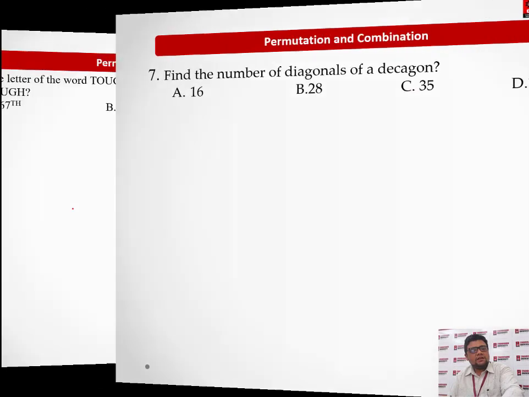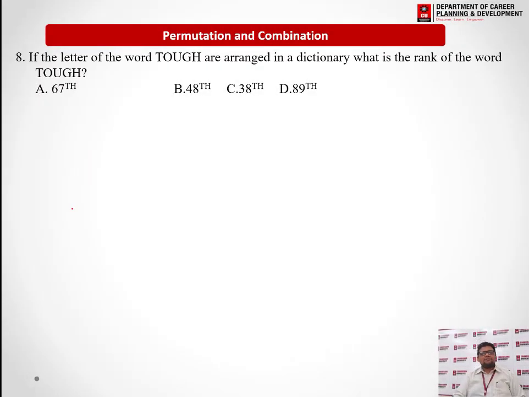Okay, now let us see the next question. The next question is based on word formation, or we can say a dictionary-based question. The question is: if the letters of the word TOUGH are arranged in a dictionary, what is the rank of the word TOUGH? We have to find the rank of the word TOUGH.